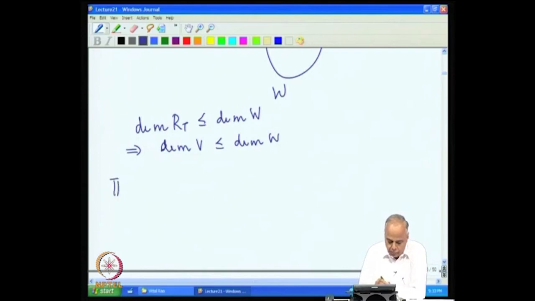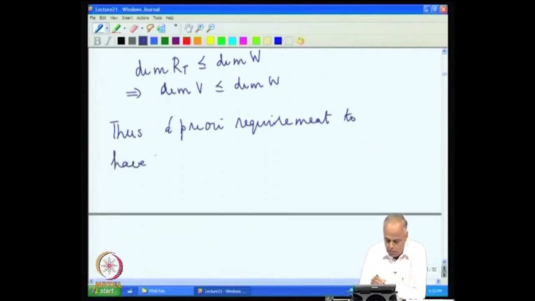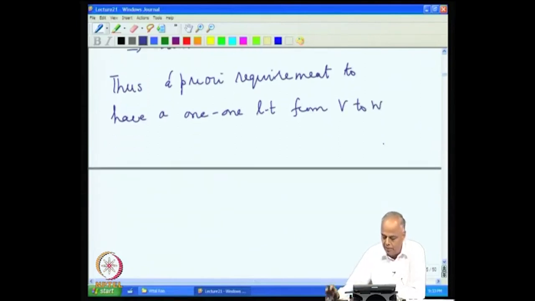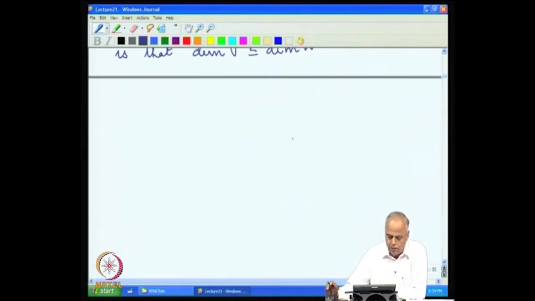So, thus a priori requirement to have a 1-1 linear transformation from V to W, recall we are assuming all are finite dimensional, is that the dimension of V be less than or equal to the dimension of W. If for any chance the dimension of V is greater than the dimension of W, there is no hope of finding a linear transformation from V to W which is 1-1. Let us look at some simple examples.